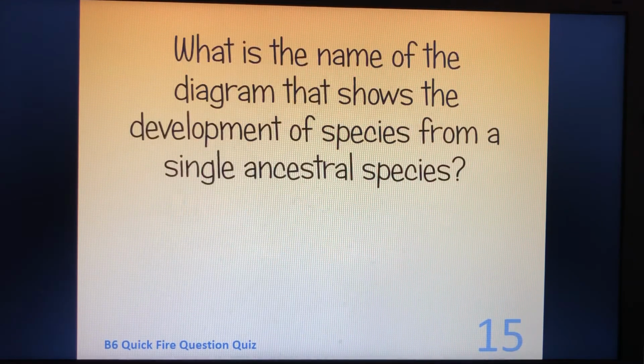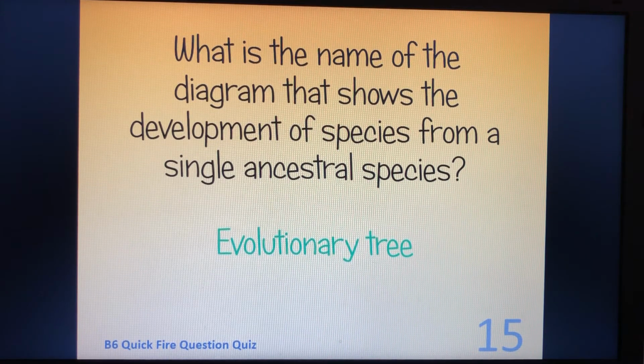Question 15. What was the name of the diagram that shows the development of species from a single ancestral species? So this is the diagram with lots of branches, that's a clue, coming off from it, showing you when different species became their own species. And the answer is evolutionary tree, whichever way you choose to say it.